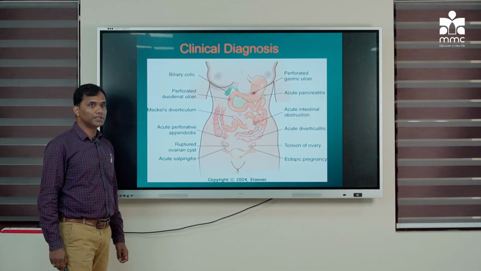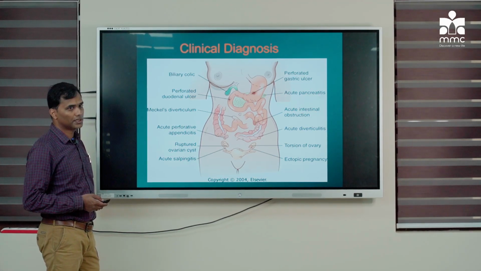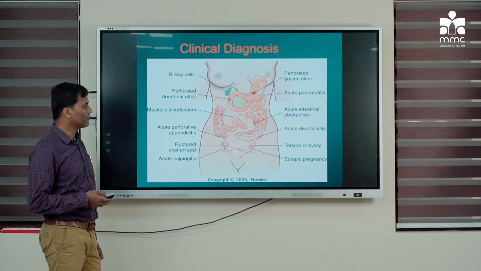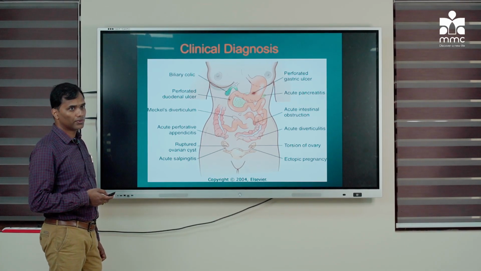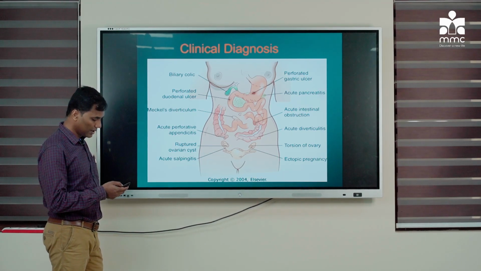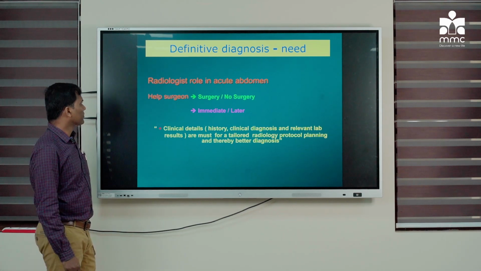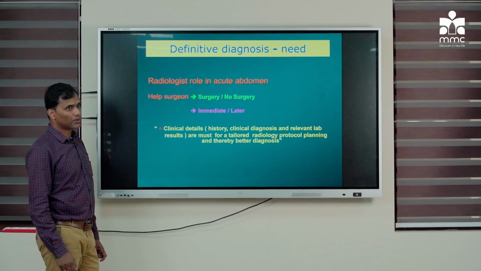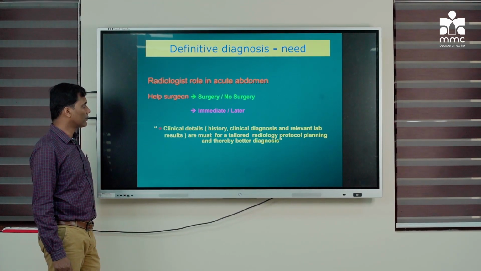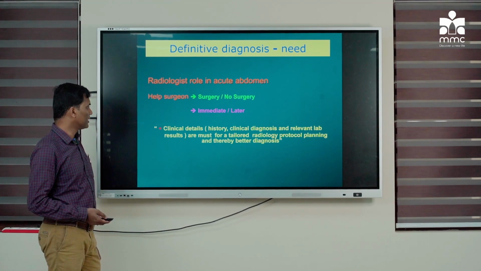So, when a patient presents with acute abdomen, these are all the possibilities a clinician will be thinking of initially. Based on the location of pain and other clinical findings, he may be able to narrow down to a group of diagnoses or a single diagnosis, but for confirmation, radiological investigation is needed. So, what is the role of the radiologist here? The radiologist's role is to help the surgeon decide whether surgery is required or not required, and if it is required, whether immediately or it can be done later.